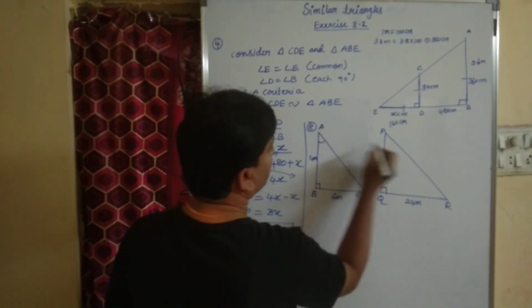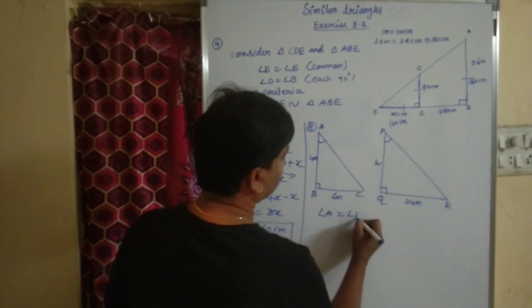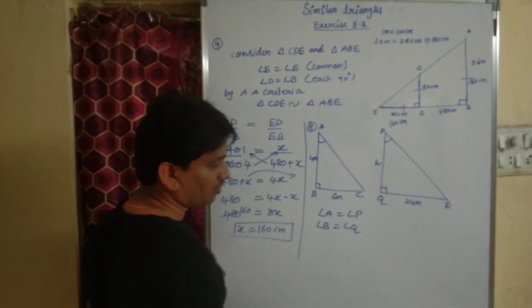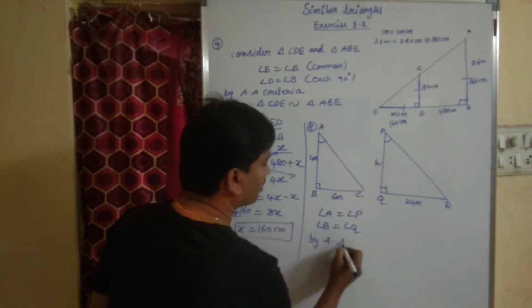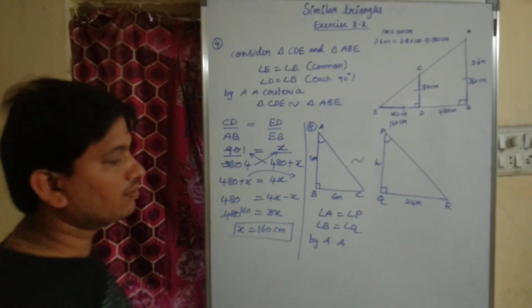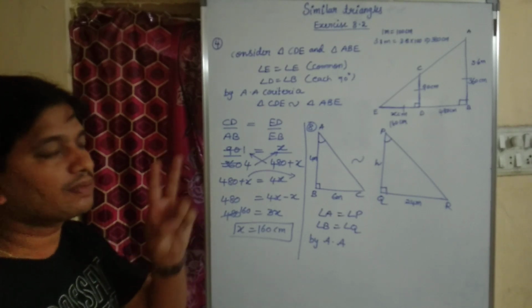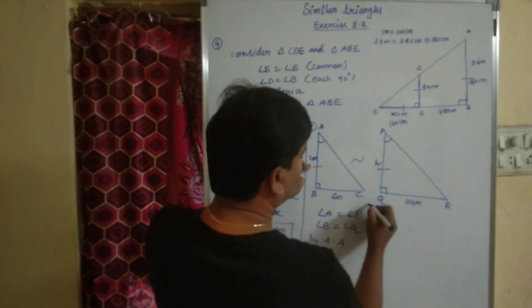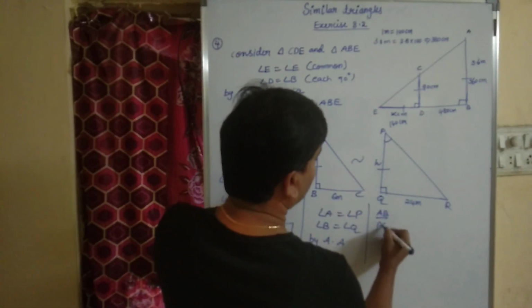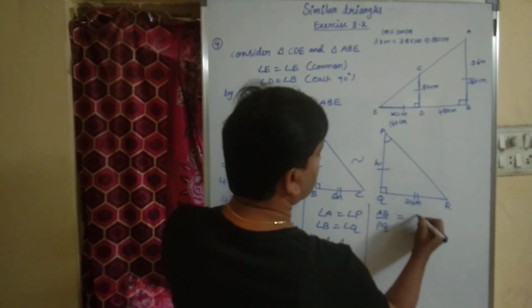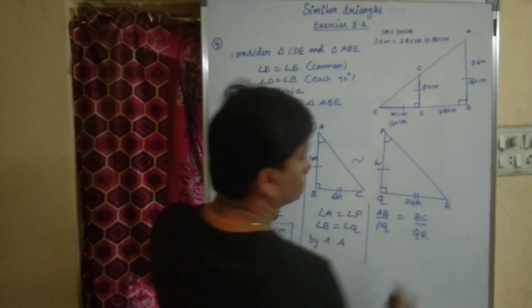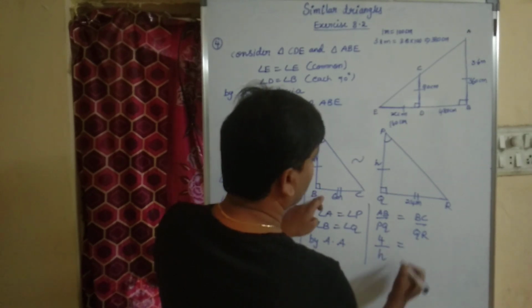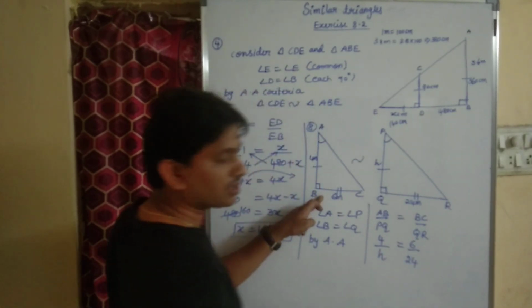Here angle A equal to angle P as well as angle B equal to angle Q. Both are angles only. So by angle criteria, I can say that triangle ABC is similar to triangle PQR. If the two triangles are similar, their corresponding sides are in the same ratio. Corresponding side of AB is PQ, and BC corresponding side is QR. Length of AB is 4, length of PQ is h, BC is 6, QR is 24.